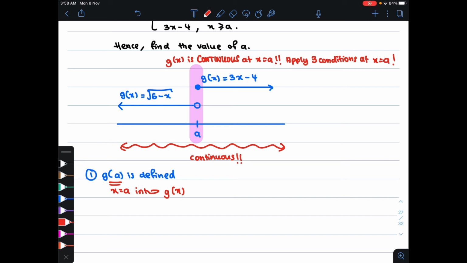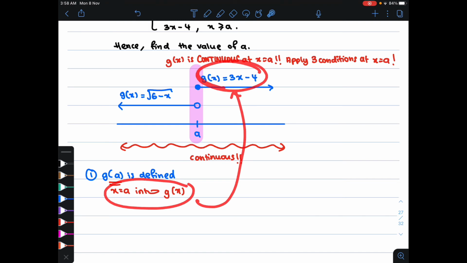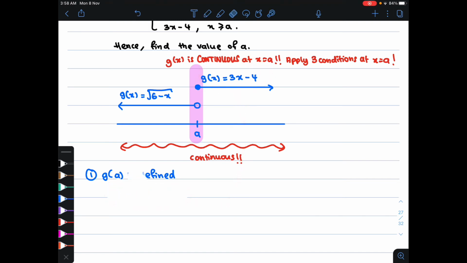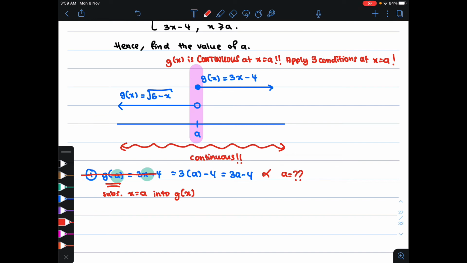Condition 1 is g(a) is defined. Substitute x equal to a into g(x), which is this one, and we will get 3a minus 4. But note that this doesn't answer our question because we need to find the value of a. So this means that condition 1 can be cancelled out. Okay, so let's continue with condition 2.